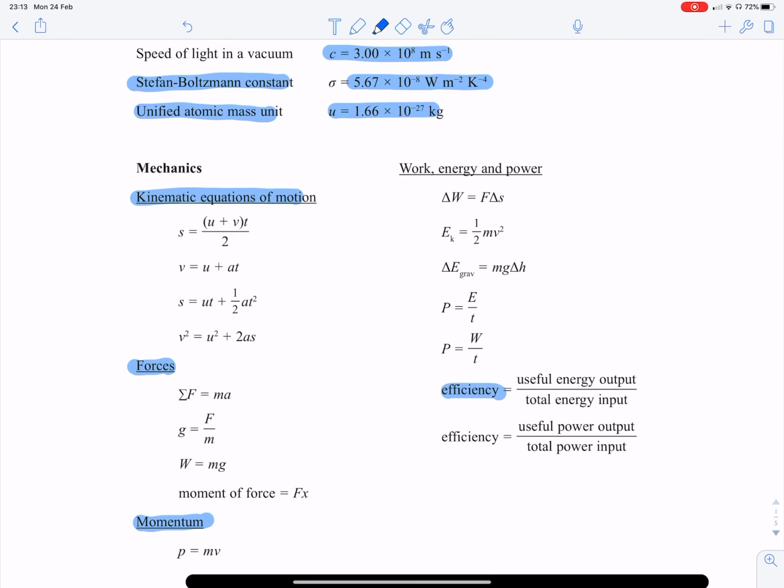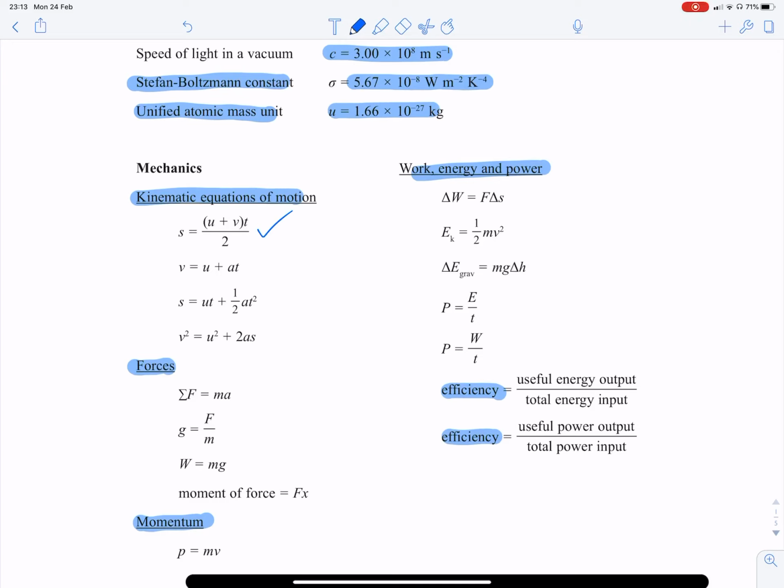efficiency, work, energy and power. So s, the distance, is u plus v, where u is the initial speed plus final speed v, divided by 2, times time, will give you the distance traveled. Just going to take that one.